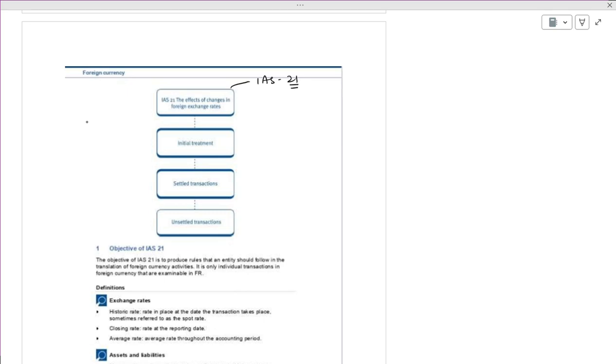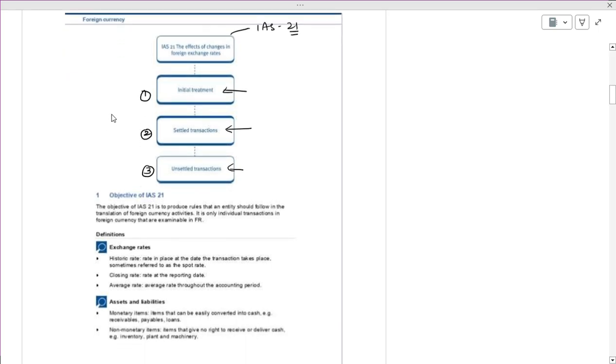It talks about the effect of changes in the exchange rate. There are three things: the first one is initial recognition, initial treatment. The second is when it is going to be settled and when it is not going to be settled. Sometimes it will not be settled. You are purchasing things and paying on different dates, so something will be outstanding. In that case, what do we have to do?